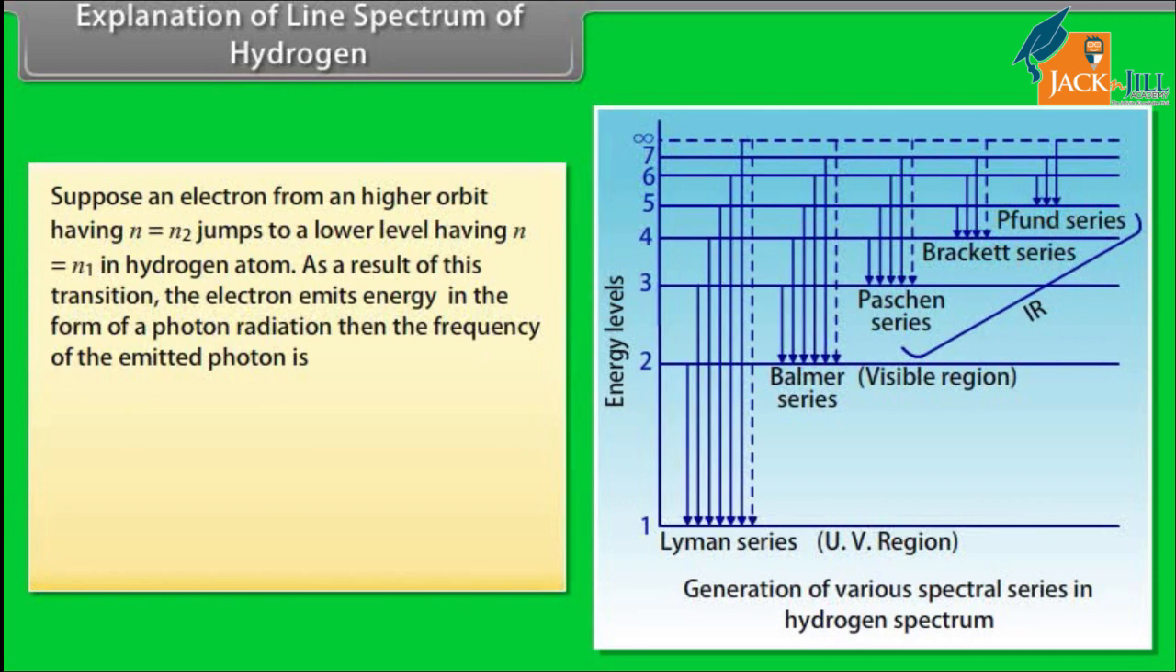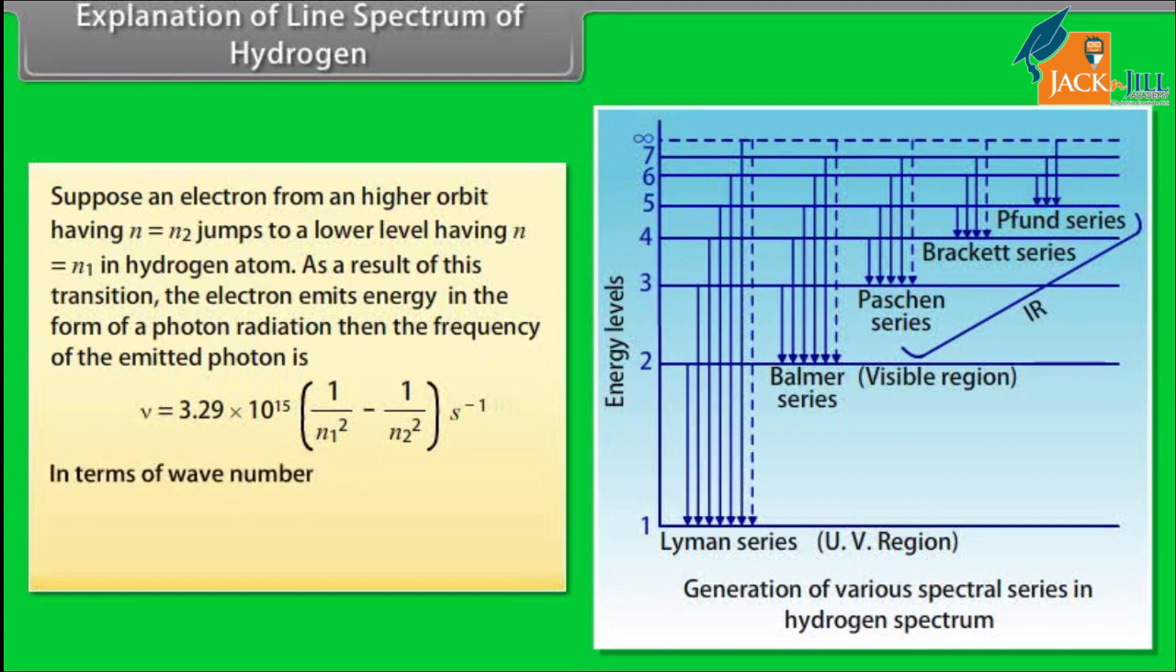Suppose an electron from a higher orbit having n equal to n2 jumps to a lower energy level having n equal to n1 in a hydrogen atom. As a result of this transition, the electron emits energy in the form of photon radiation. Then the frequency of the emitted photon is, frequency equal to 3.29 into 10 raised to the power 15 into 1 by n1 square minus 1 by n2 square per second. In terms of wave number, it is 109677 into 1 by n1 square minus 1 by n2 square per centimeter.